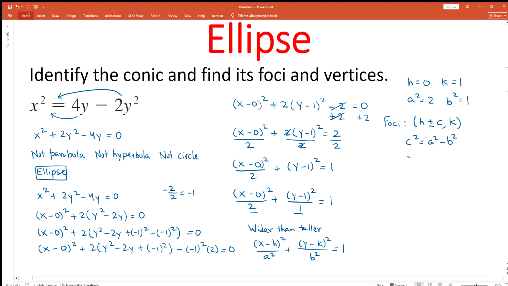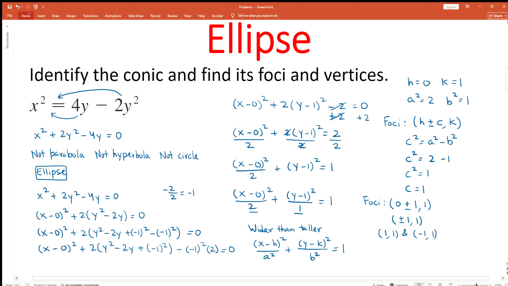We can sub in the values. I get c equals 1. The value of c is always positive. So the foci of this ellipse are 0, which is the h value, plus minus 1, comma 1. 0 plus minus 1 is equal to just plus minus 1. So the two foci of the ellipse are 1, comma 1 and negative 1, comma 1.